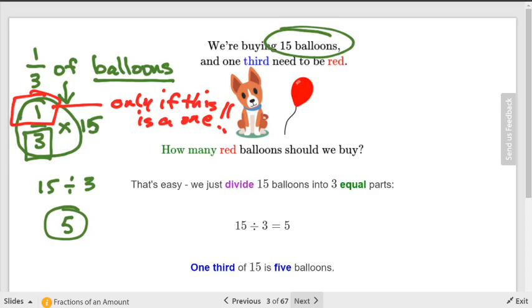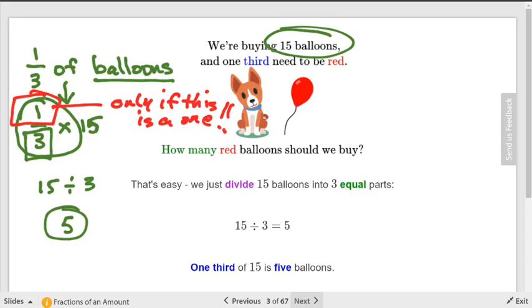So what's multiply by 1/5 the same as? Divide by 5. What's multiply by 1/12 mean? Divide by 12. It's just divide by whatever the denominator is.